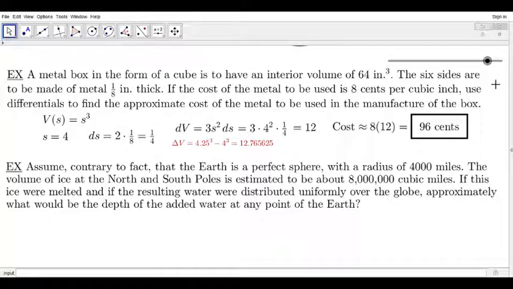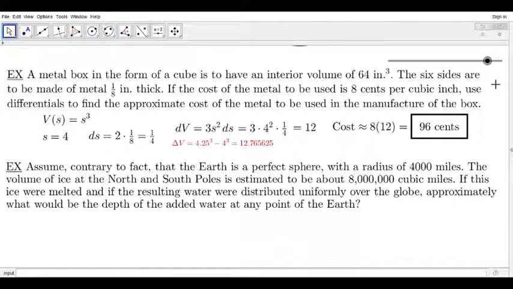After the ice caps are melted, the Earth becomes larger in volume. This change in volume, 8 million cubic miles, corresponds to dV. The increase in sea level is dr, the increase in the radius of the planet. What is dr? You can pause the video if you want to try this problem now.